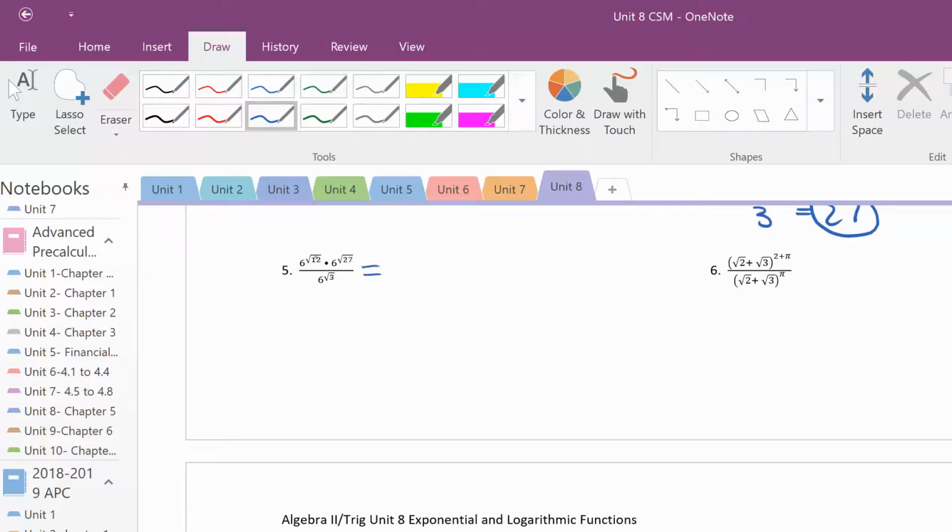So here, let's simplify the rads first. So it's 6 to the 2 rad 3 times 6 to the 3 rad 3 over 6 to the rad 3. So remember, here you add, so it's going to be 6 to the 5 rad 3 over 6 to the rad 3. And then you subtract, so it's going to be 6 to the 4 rad 3.